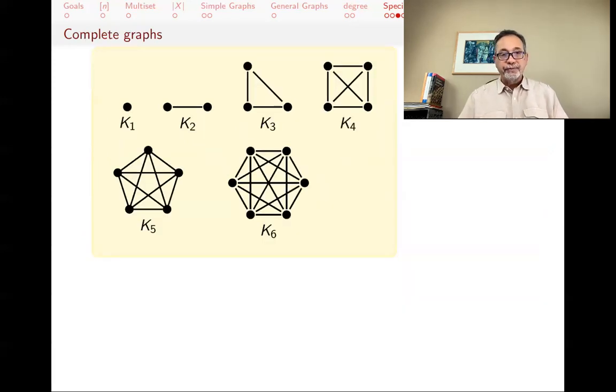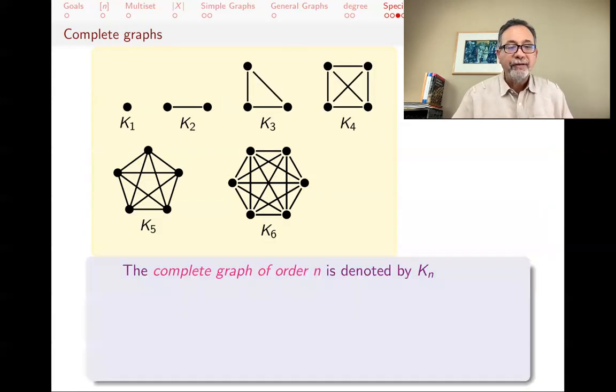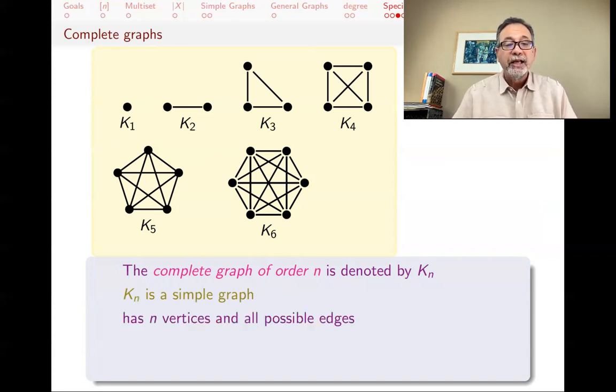Okay, complete graphs. So what's a complete graph? The complete graph of order n, first of all, its notation is Kn. K sub n stands for the complete graph of order n. When I say order n, that means it has n vertices. So what is it? It's a simple graph, it doesn't have any double edges or loops, and has n vertices and all the possible edges, as far as you can keep it a simple graph. So you connect every vertex to every other vertex via an edge. Each vertex has degree n minus 1 because it's connected to everybody else. And what's the number of edges?